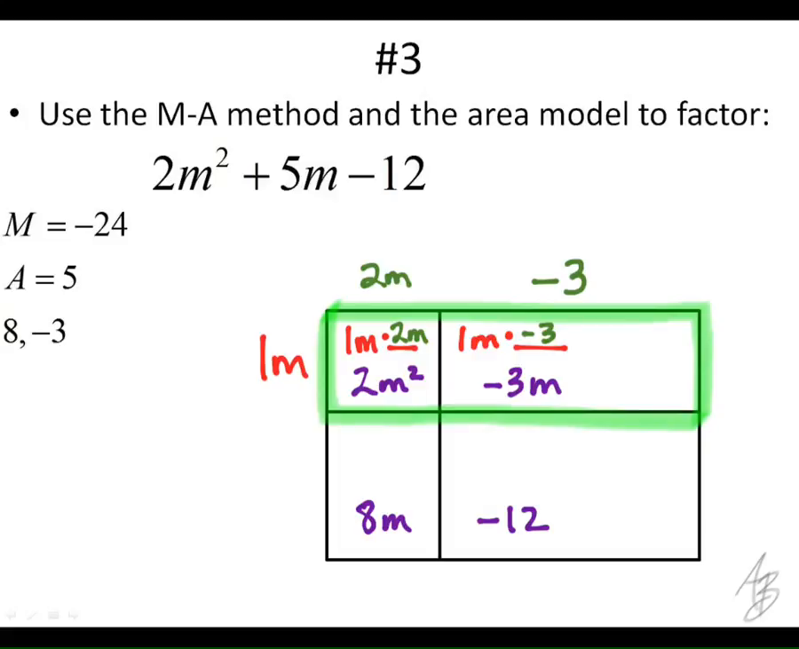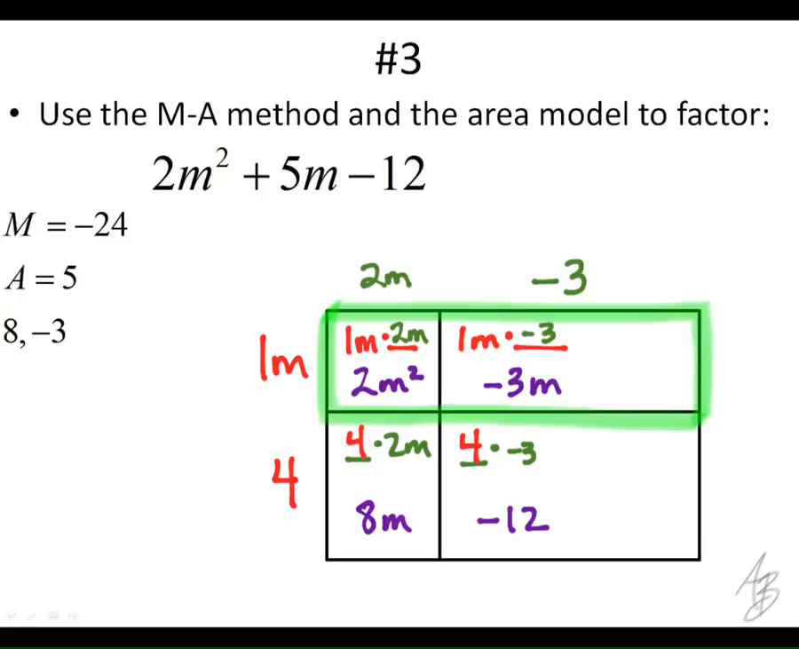So then going down to the bottom, I know this right here has a width of 2m. So it's going to be something times 2m. And I know this right here has a width of negative 3, so it's going to be something times negative 3. What do I multiply by 2m to get 8m, and what do I multiply by negative 3 to get negative 12? 4. Positive 4 or negative 4? Positive. So we're going to have a 4 right there.